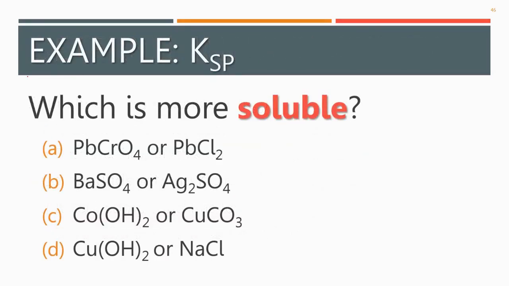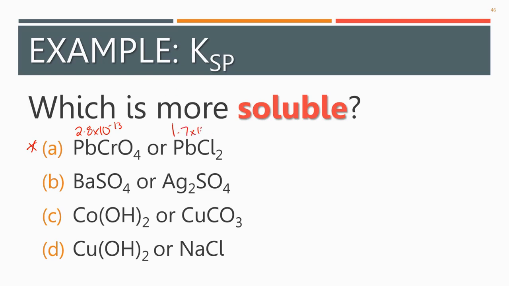So what is more soluble? I'm going to take a crack at the first two, and then you guys can pause or just try the next two and check your answers. So what I'm going to do here is write the KSP values for these two over top of them. So lead 2 chromate, and it's alphabetized, so you can find them quite quickly. So this is 2.8 times 10 to the negative 13. Or lead 2 chloride, which is 1.7 times 10 to the negative 5.